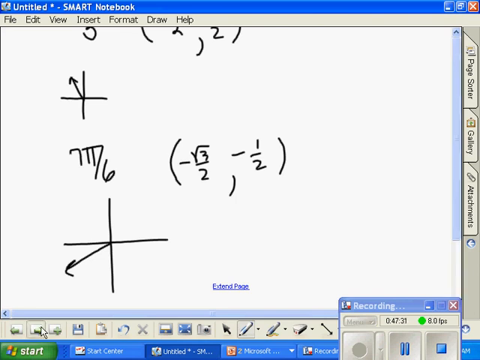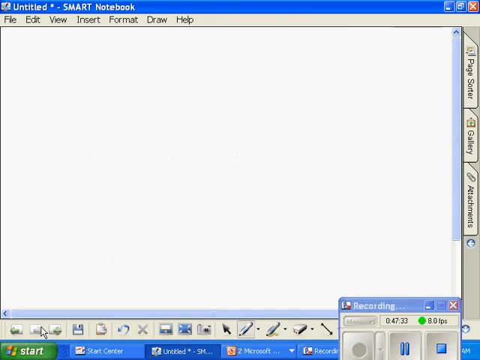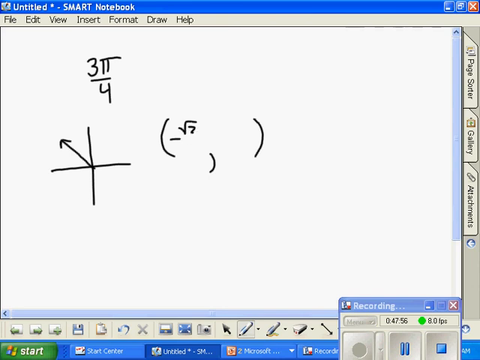What if I give you 3 pi over 4? Where is that? Good. It's in the second quadrant. So that means it's going to be what? Negative, positive. And then what? It's square root 2 over 2, square root 2 over 2.